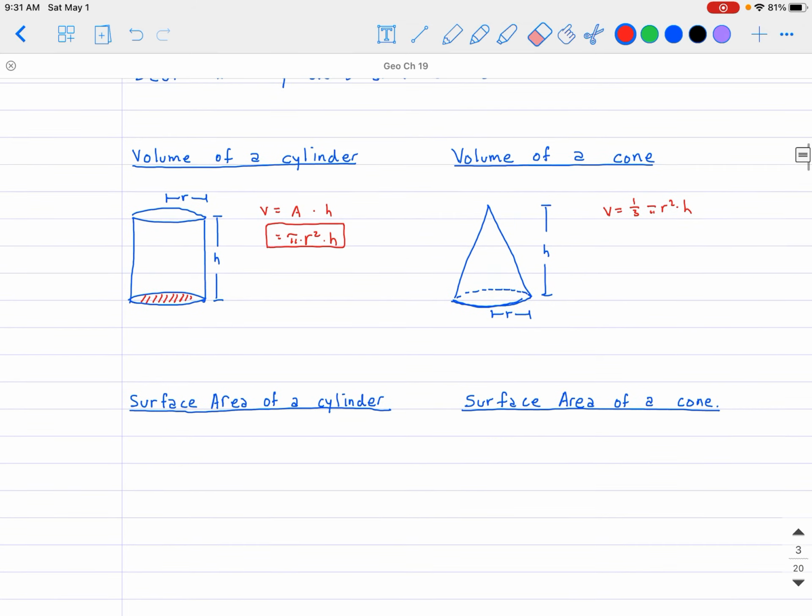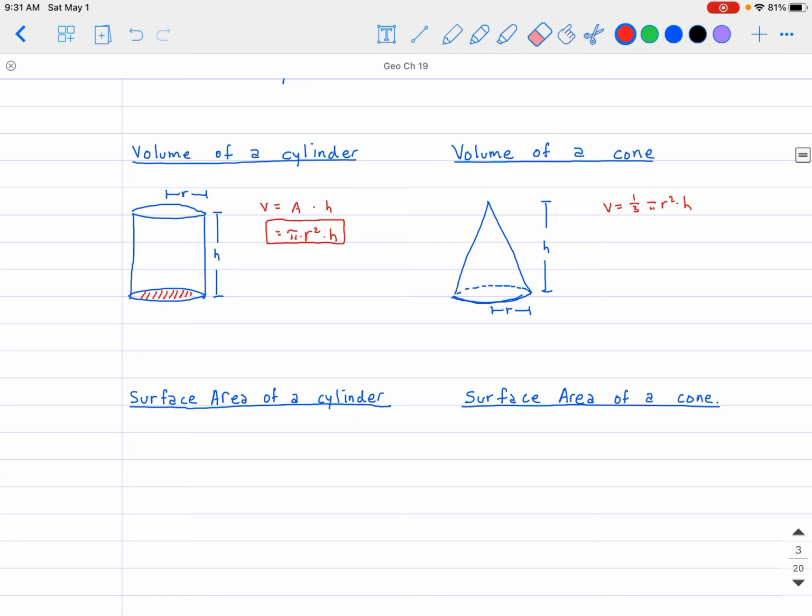Now let's go ahead and talk about the surface area of each one. For the surface area, starting with a cylinder, you can think of a cylinder as basically a can, and that consists of two parts. You have a circle on the top part, another circle on the bottom part, and then you have the side, which is known as the lateral surface. So this right here, the lateral surface, let me go ahead and write it out.